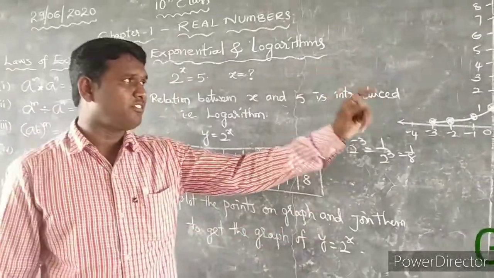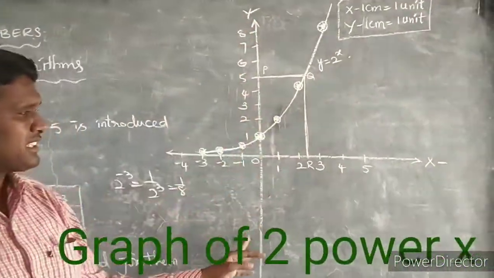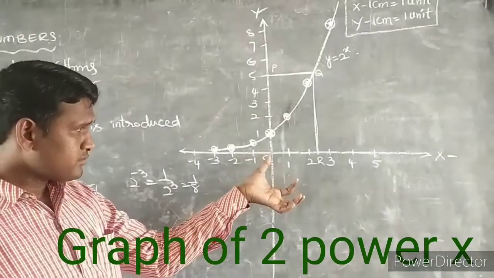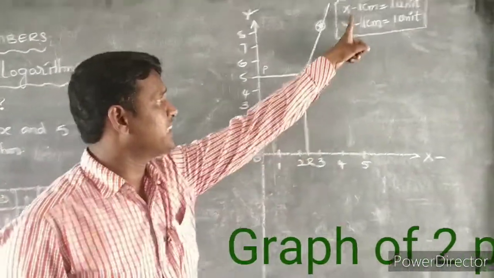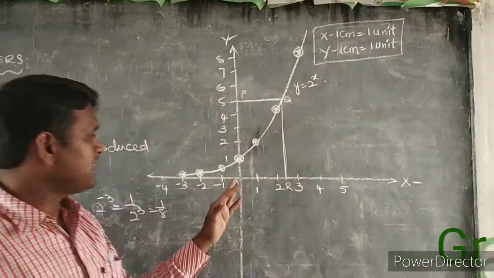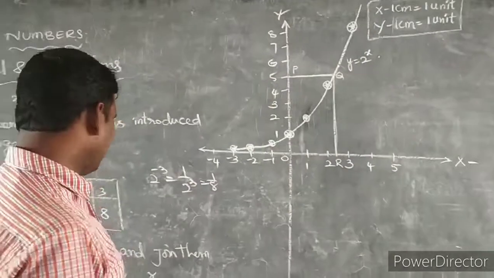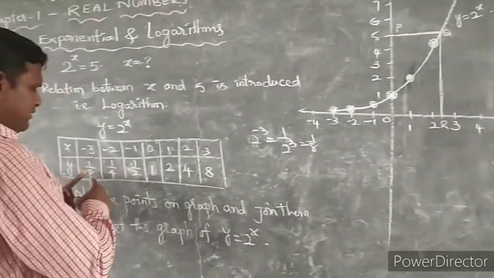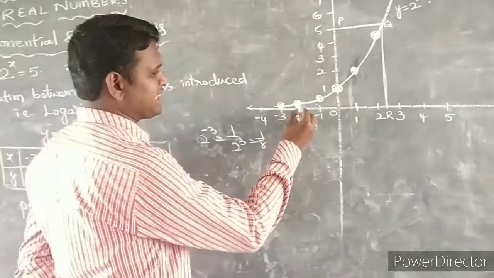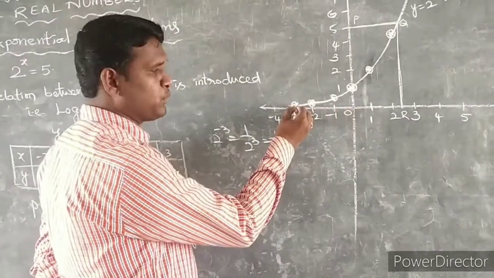Let us move to the graph. On the graph we need to take the x axis and y axis. Here I took, on the x axis, 1 centimeter as 1 unit. On the y axis also I took 1 centimeter equal to 1 unit. Now let us plot the points. At -3, what is the value of y? At -3 x value, the y value is 1 by 8, which means 0.125.